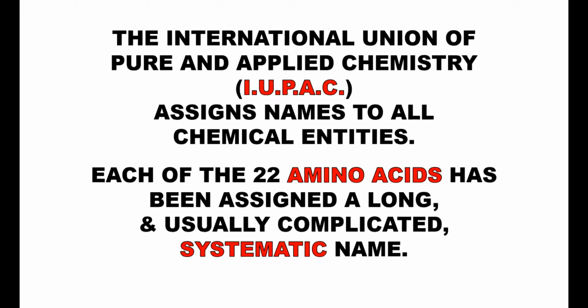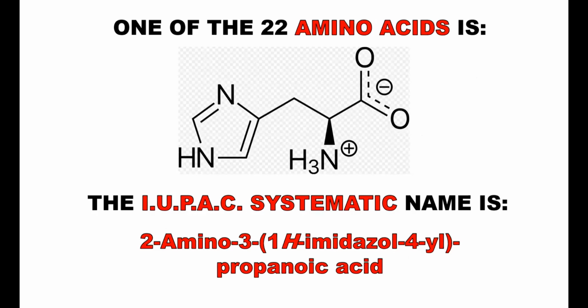The International Union of Pure and Applied Chemistry, abbreviated IUPAC, is the organization that officially assigns names to all chemical entities. And this makes it easier for researchers throughout the world to communicate with each other. Each of the 22 amino acids has been assigned a long and usually complicated systematic name.